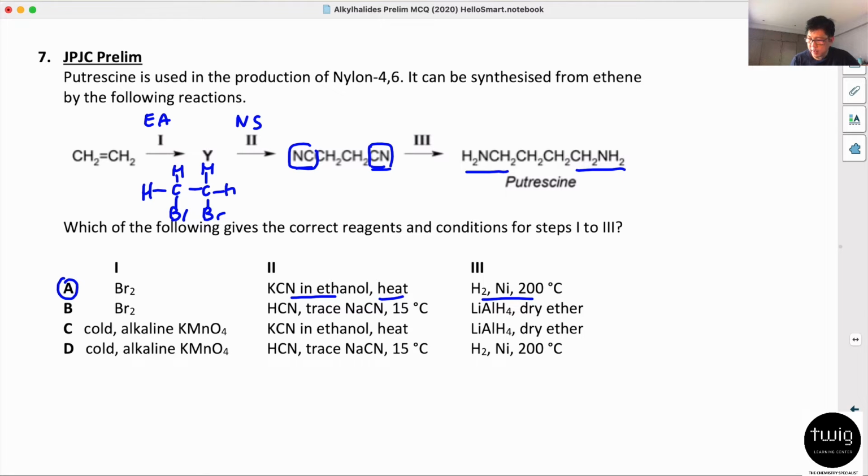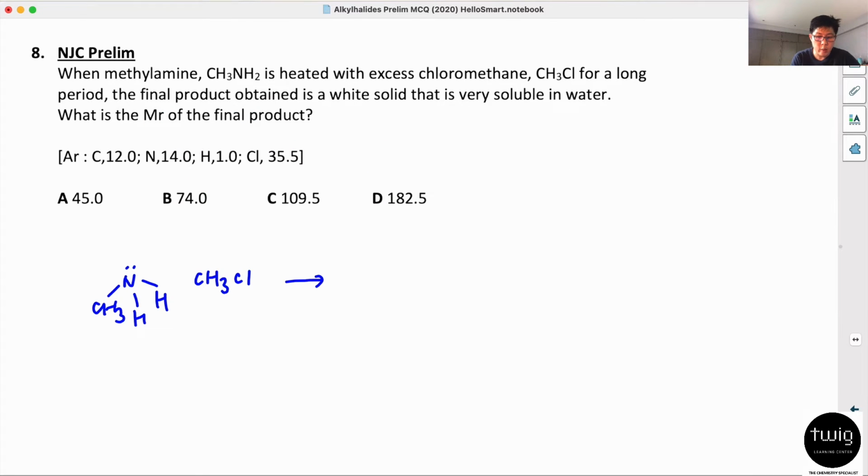Okay, let's look at the next one. Question 8. When methylamine is heated with excess chloromethane. When you have a nucleophile like this, which is an amine, heated with excess chloromethane, you must understand that this reaction undergoes multi-substitution. So what is the final product and the white solid that is very soluble? Very soluble, and it's a white solid.